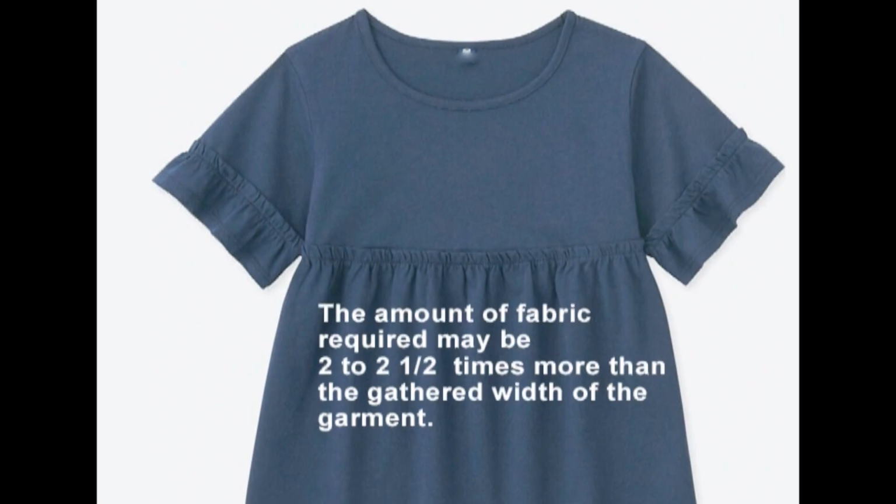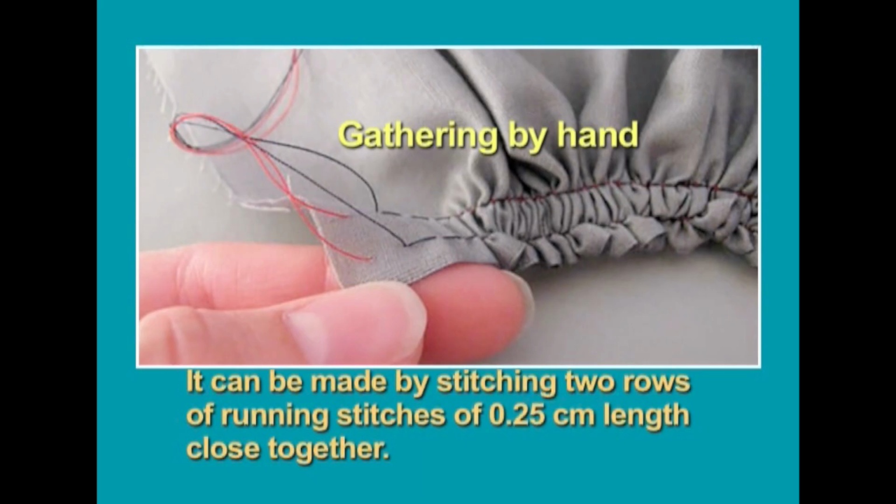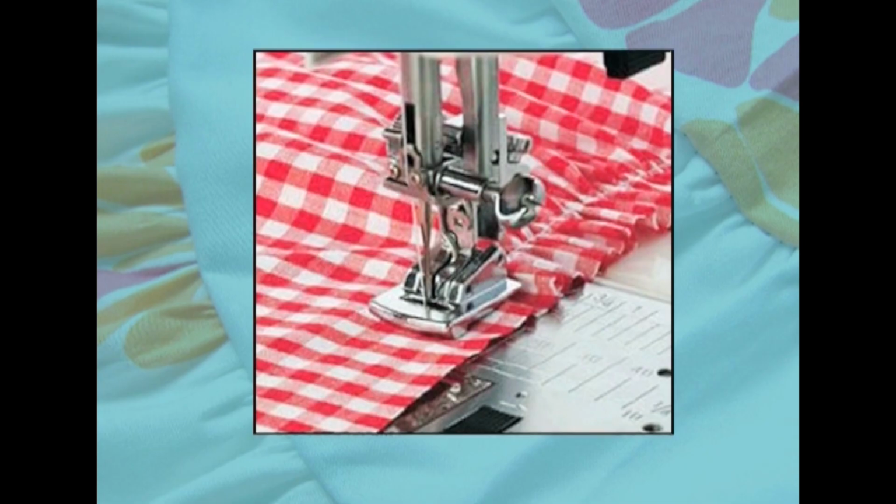The amount of fabric required may be 2 to 2.5 times more than the gathered width of the garment. Gathering is done in different ways. One is gathering by hand, which can be made by stitching 2 rows of running stitches of 0.25 centimeter length close together. And using the machine is a much faster process of making gathers as compared to the hand method and requires less skill.